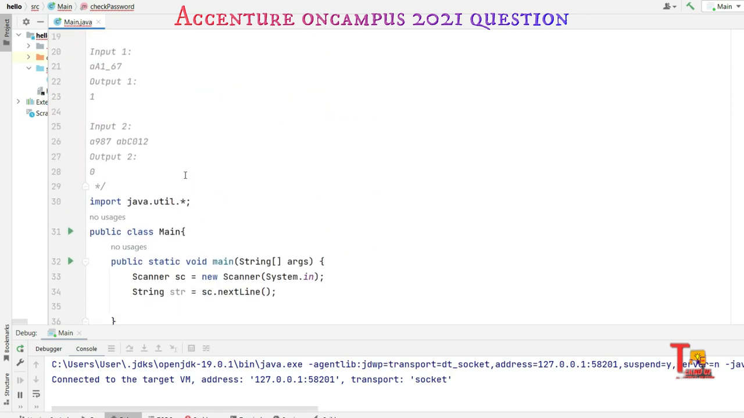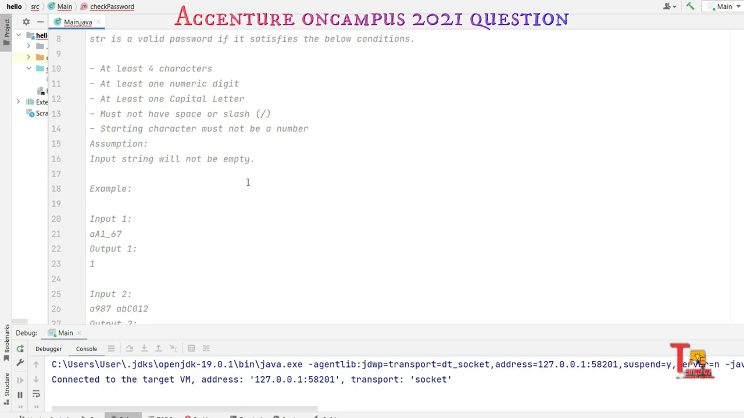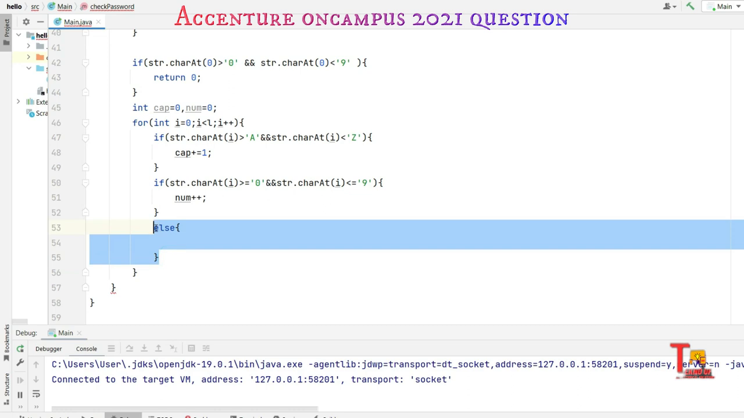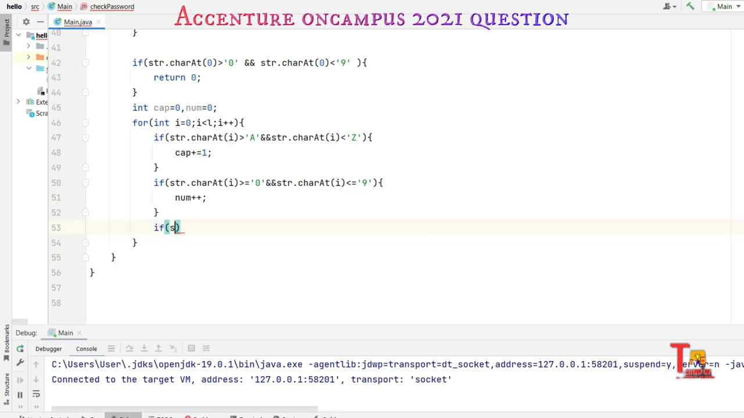Else what was the conditions? Must not have space or slash. If str.charAt(i) is equal to space or str.charAt(i) is equal to slash, then return 0. What is this?